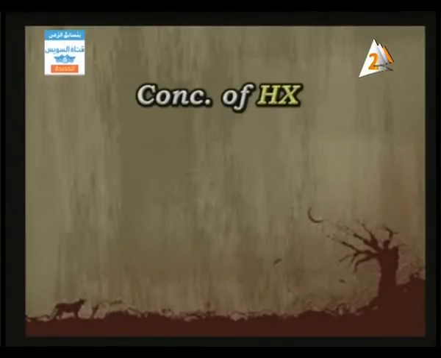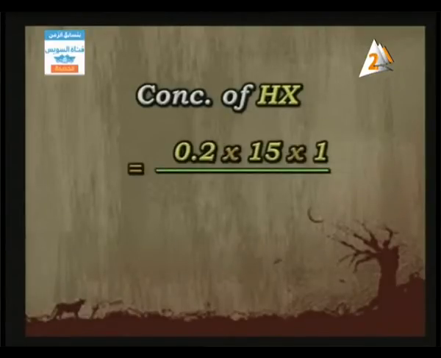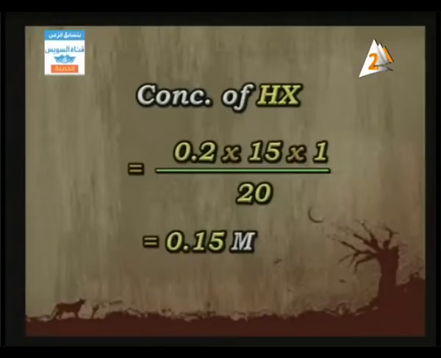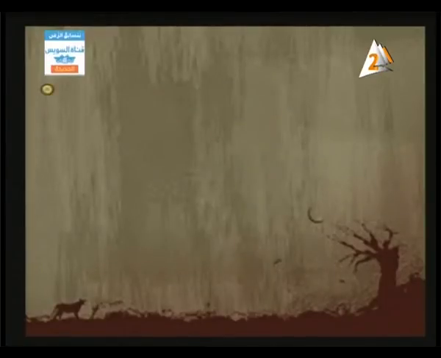It's good. Now you can arrive at M1. The concentration of HX equals what? Equals 0.2 times 15 times 1, divided by 20. So the concentration of HX will be 0.15 molar. This is the answer for the molarity or concentration of HX.